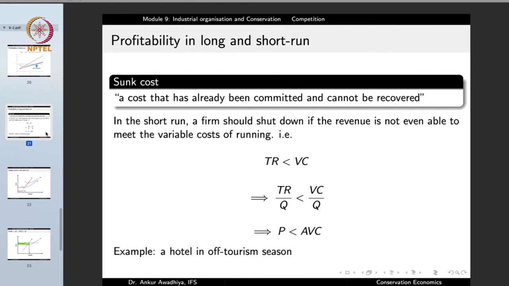A sunk cost is a cost that has already been committed and cannot be recovered. Which means that if there is a hotel, then there is the cost of land, there is the cost of construction. And if you shut the operations, you will not be able to recover this cost. So this is already money that has been put inside. Now, if we forget this money, so if we forget that we had put so much investment, what is now the cost of at least running the operation is what the firm is interested in knowing in the short run.